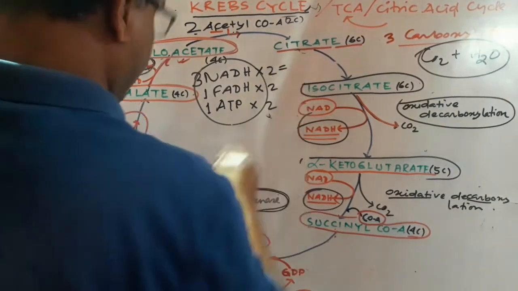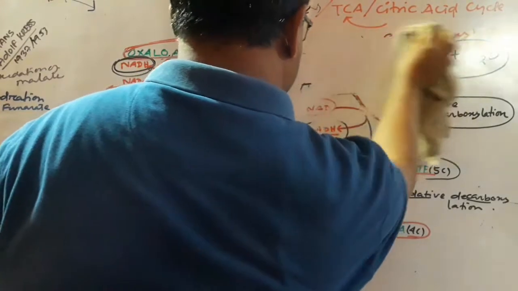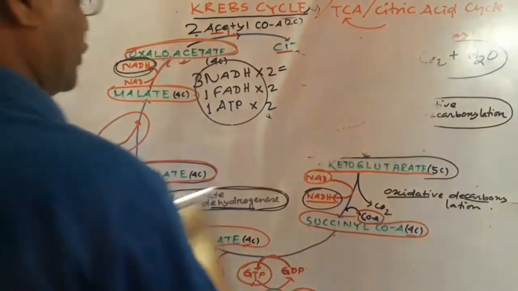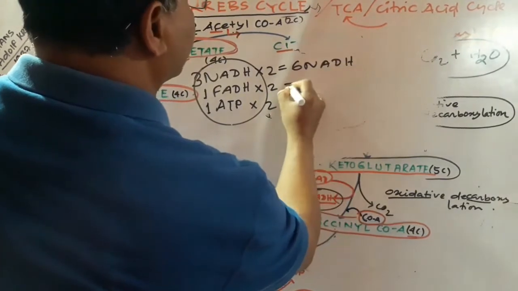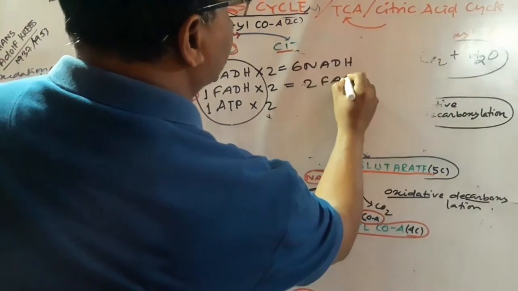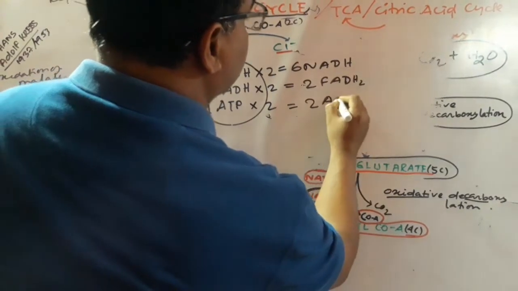So how many NADH will be there? There will be 6 NADH molecules. How many FADH? It would be 2 FADH, and there are 2 ATPs.